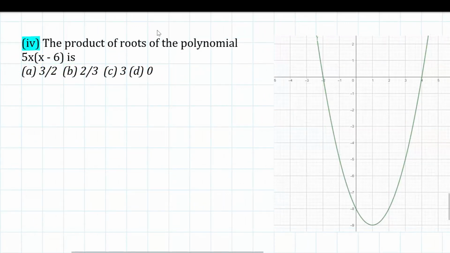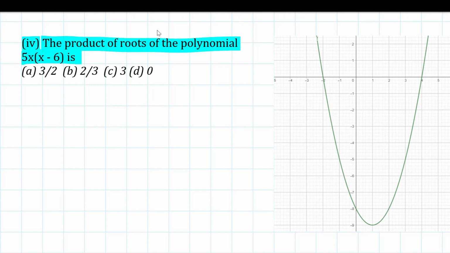In the fourth part, it says the product of the roots of the polynomial this. Right? We are given this polynomial and we have to find the product of their roots. Now, first thing that we do is to write this polynomial in the standard form. It's very simple, just opening the bracket. So 5x multiplied by x is what? This is 5x squared. And 5x multiplied by negative 6 is what?